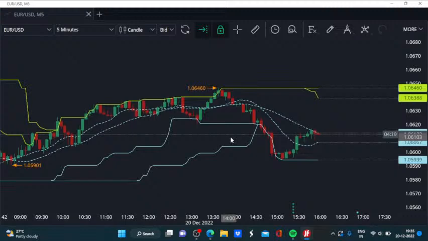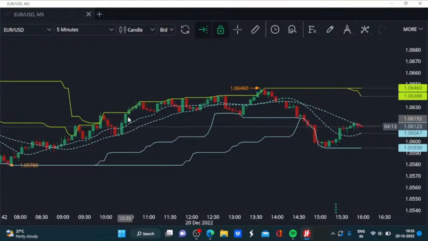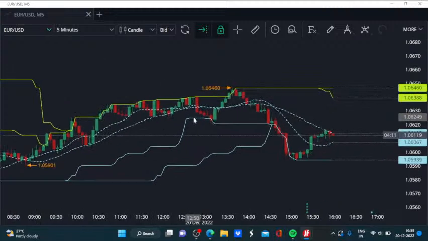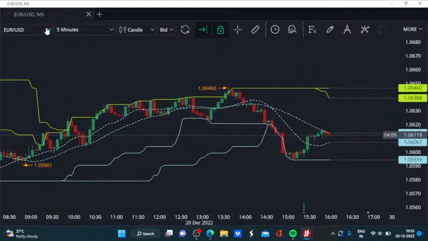So we have to take our chances. We have to see how things are shaping up and then try to take trades accordingly. So let's start comparing all these major currency crosses.